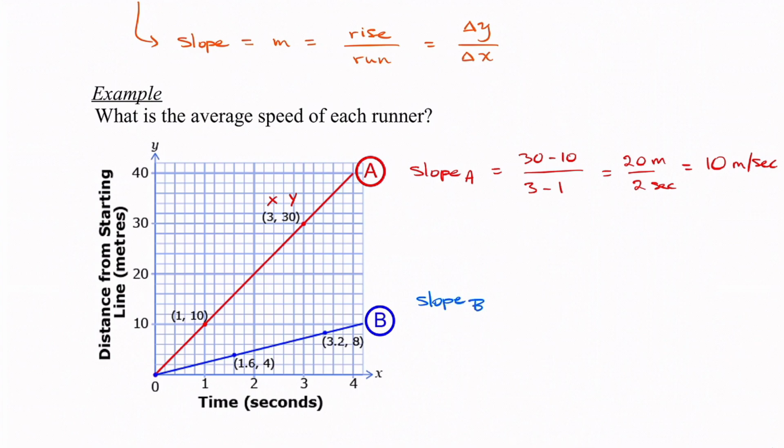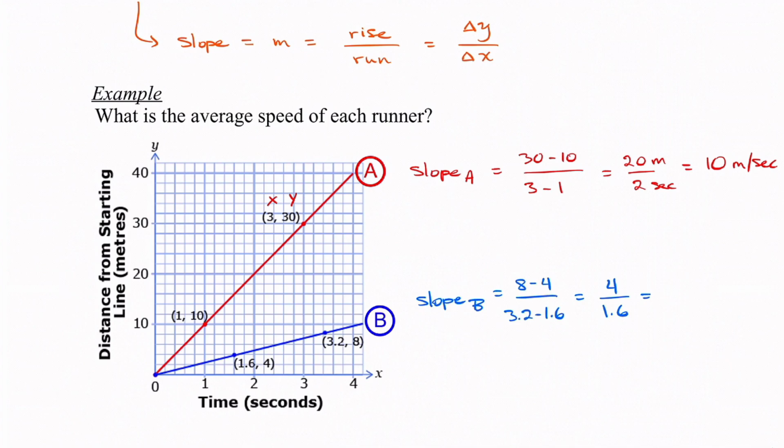So I got slope sub B, and we're going to do the same kind of thing. So our y's, it went from 4 up to 8. So I'm going to subtract those two, 8 subtract 4. And then our x's, it went from 1.6 to 3.2. So we'll subtract those, 3.2 subtract 1.6. So in the numerator, 8 subtract 4, that's 4. And then in the denominator, 3.2 subtract 1.6, that's 1.6.